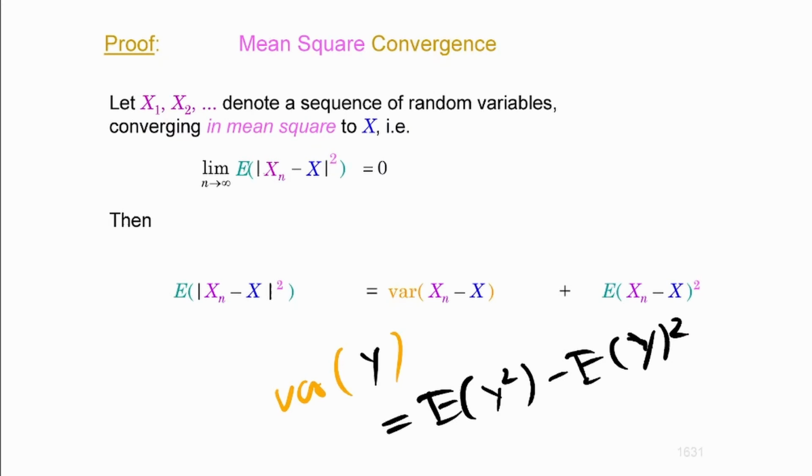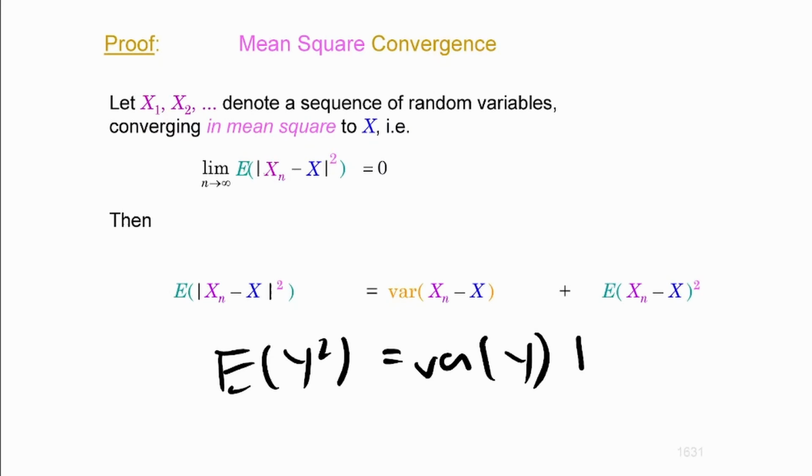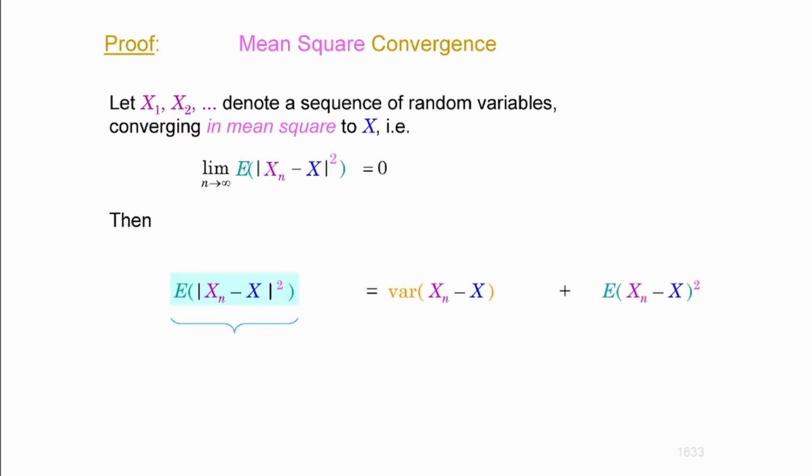So that means that the expectation of the square, on the other hand, which is going to be here, is going to be equal to its variance plus the square of its expectation. That's just rearranging it. Since they are equal, if this is converging to 0, because that's the definition of mean square convergence, then those two must converge to 0 as well. There is no way to avoid this.